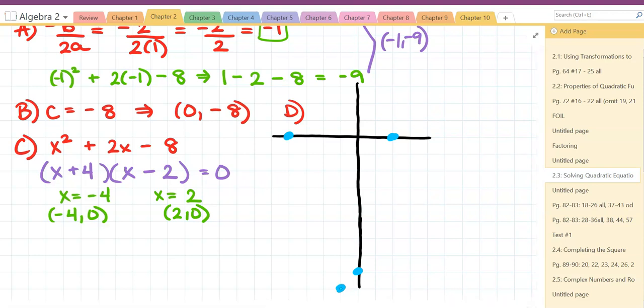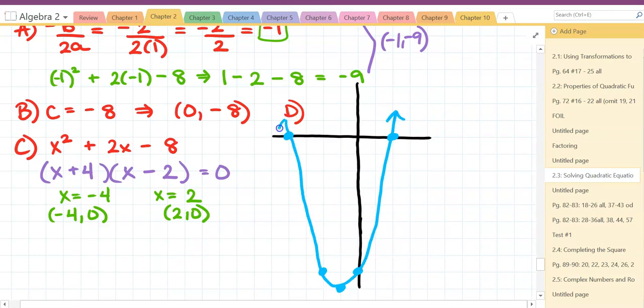I'm going to reflect the y-intercept point, that's 0, negative 8. It's 1 to the right of the vertex, which means the reflected point should go 1 to the left. Remember, you think about that imaginary line cutting through the middle of your graph, and it acts like a mirror line. Then we should be able to connect our dots and see our quadratic, our parabola. And there it is.